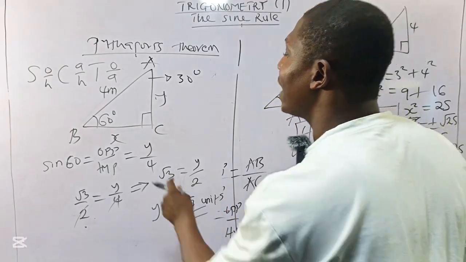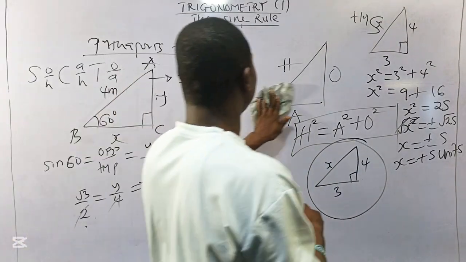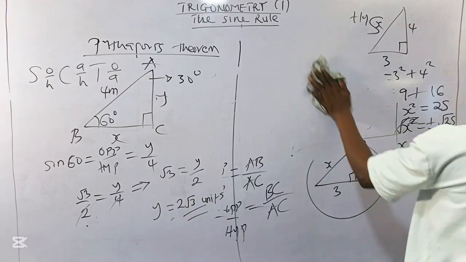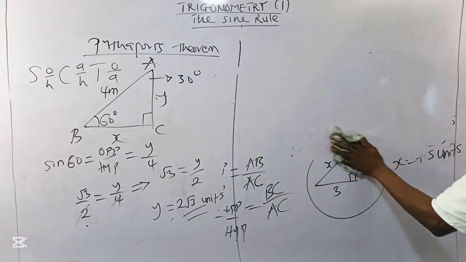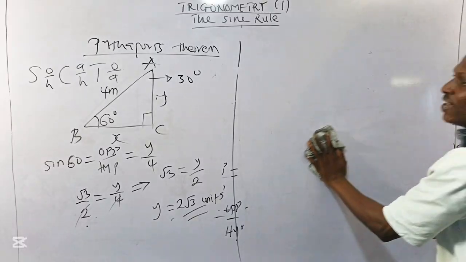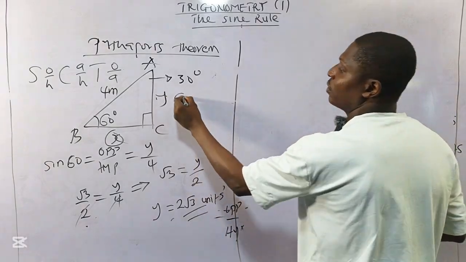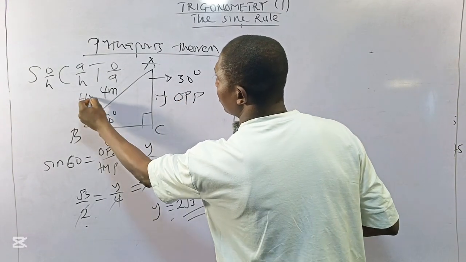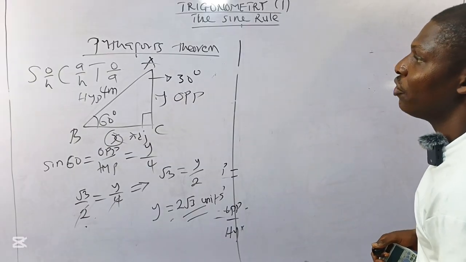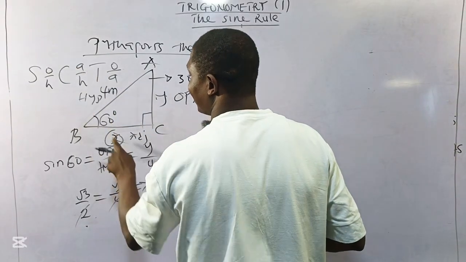Now, we've done that. We can equally get our x. How do we get our x? X has to do with cosine. That side there is cosine. So if x has to do with adjacent, this adjacent, this opposite, hypotenuse, and this adjacent. Now, if I want to get my x, I'll relate it with cos, because hypotenuse is known, and I want to get the adjacent side, which is x.